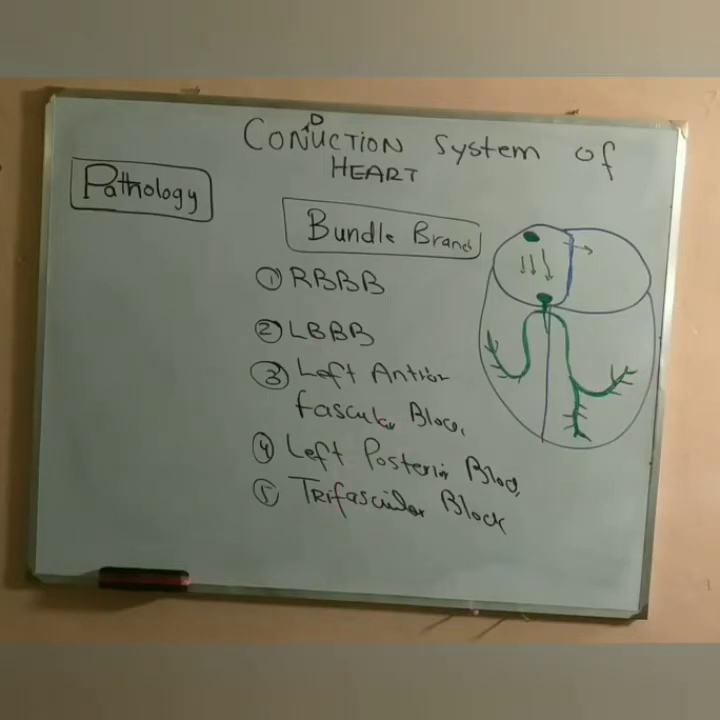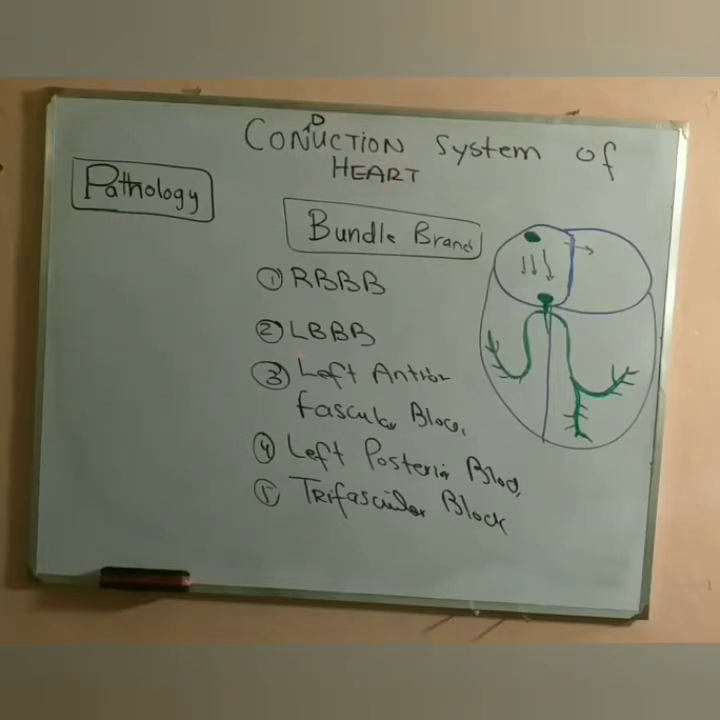So these are the pathologies which are associated with the bundle branch, and all in all we have seen there are pathologies which are associated with the conduction system of the heart. Now we will see what are the drugs which can affect the conduction system of the heart.